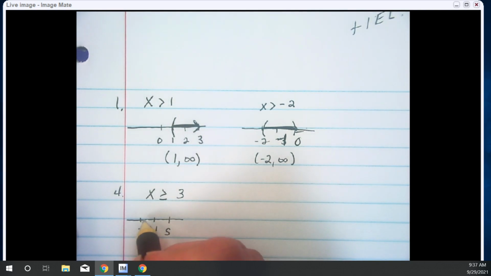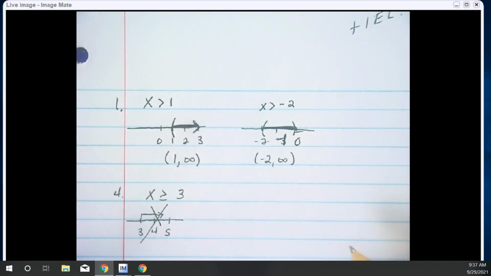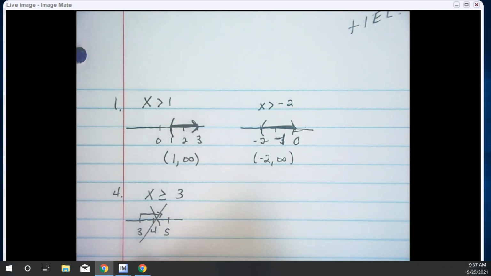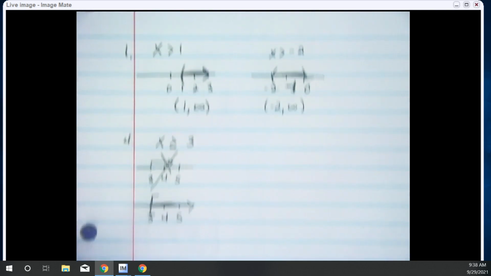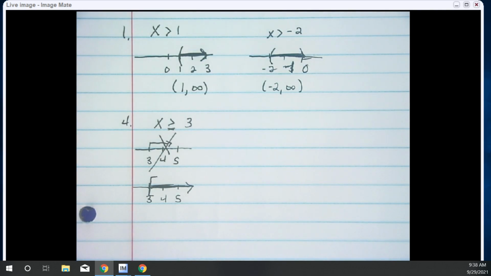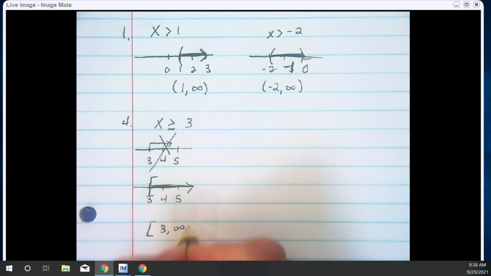You do not want to do a line above it. That would be wrong. I'll count that one wrong. You cannot be above the line. To graph on the number line, if you use pencil, then you can use a colored pencil to graph it so that you can see it. Because there's a line underneath it, we're going to do a bracket. And put your bracket 3 to infinity.